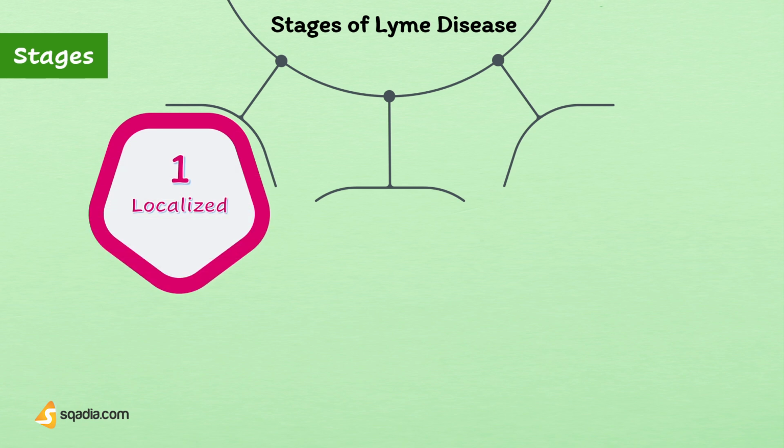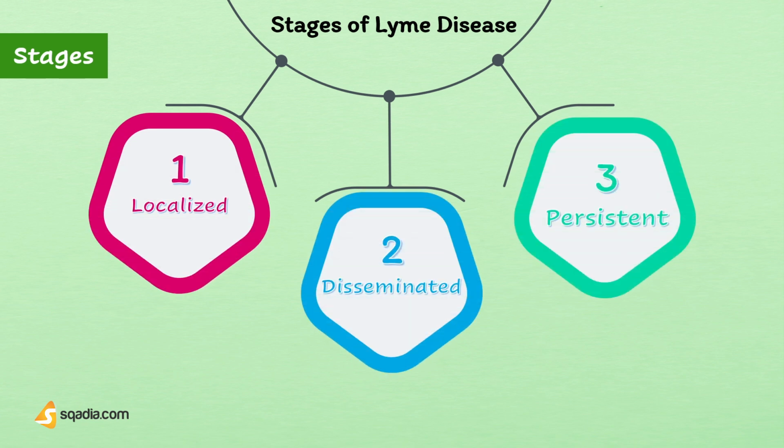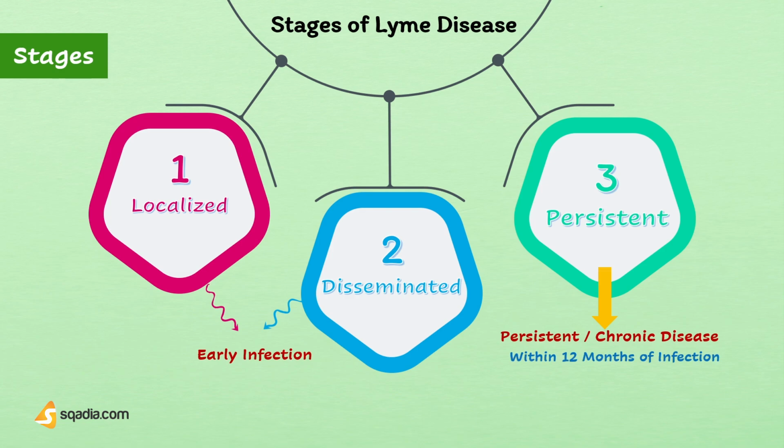It's important to remember that like syphilis, Lyme disease is also classified into 3 stages, namely localized, disseminated, and persistent. Now, the first 2 stages are part of the early infection of Lyme disease, and the third stage is part of the persistent or the chronic part of the disease. Stage 3 usually occurs within 12 months of the infection. Now, what we're going to do is talk about each stage separately and in detail.